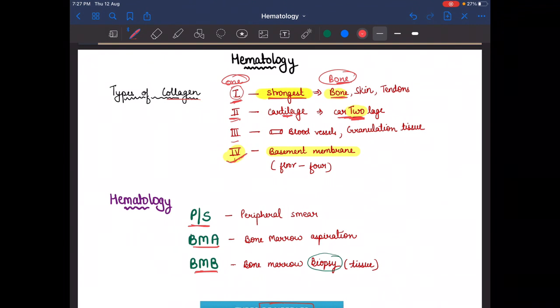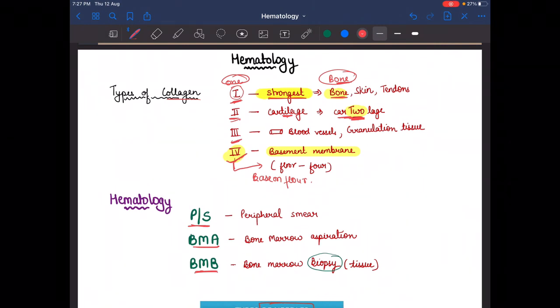And type 4 is present in basement membrane. How we can remember it? We can remember it like this: base on the floor. So type 4 collagen is present on the basement membrane. Base on floor or base on 4, type 4 collagen, basement membrane.